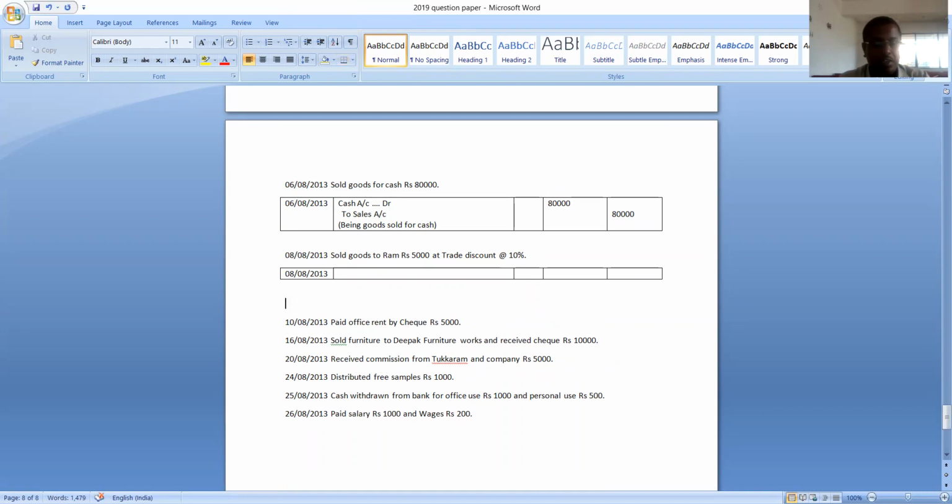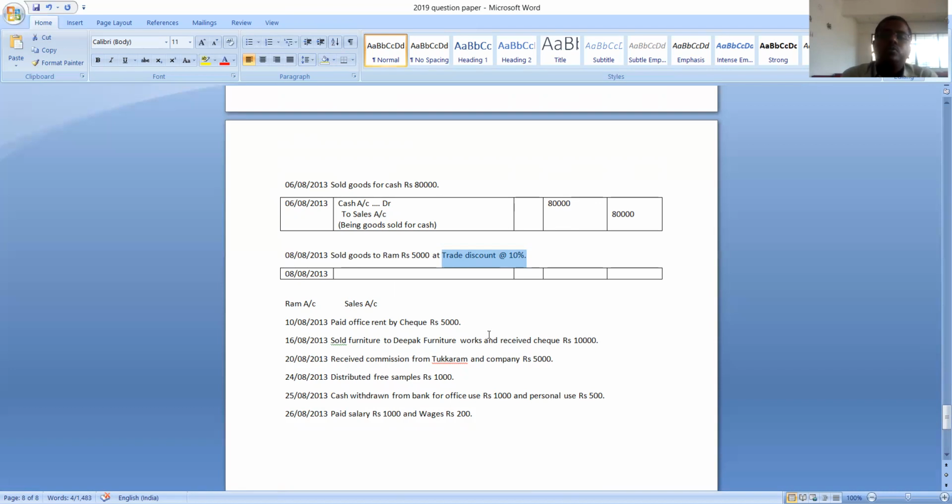So here how many accounts will you find? You will find totally two accounts here. One is Ram's account and another one is sales account. Before that, I wish to tell you about discount. What is a discount? A certain percentage of concession on the price of the goods is called a discount.